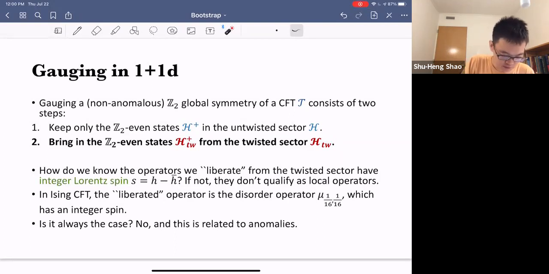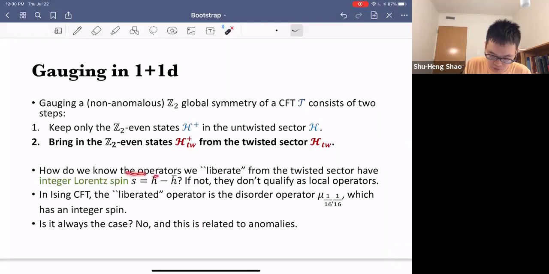But let's go over the procedure again. The first step, we keep only the Z2 even state and project out the Z2 odd. All right, that's no problem. We can always do that. But in the second step, we are promoting some non-local operators from the twisted sector so that they become local. But there's a potential danger in the second step.